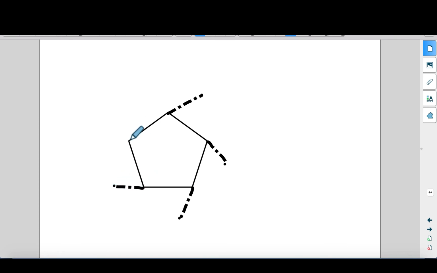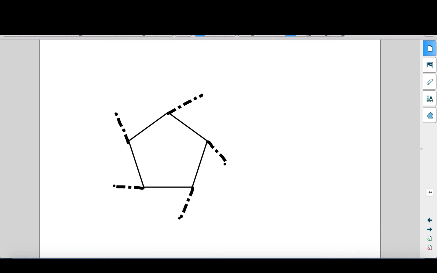I'm going to go back to one of these polygons. Okay, I'll use a pentagon, just for a change of pace here. Now something that's very interesting is that if this line were to continue to go out, you would see that each of these lines would also have an angle associated with it. So I'm going to try to show this very quickly and easily.